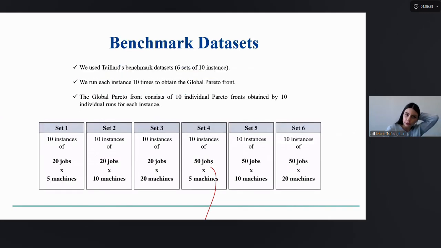Now, in order to conduct computational experiments, we use Taillard's benchmark datasets. There are 6 sets of 10 instances each. We run each instance 10 times to obtain the global Pareto front. Now, the global Pareto front consists of 10 individual Pareto fronts that were obtained from the individual runs for each instance. Each set has a different number of machines and jobs, as you can see here in this figure.